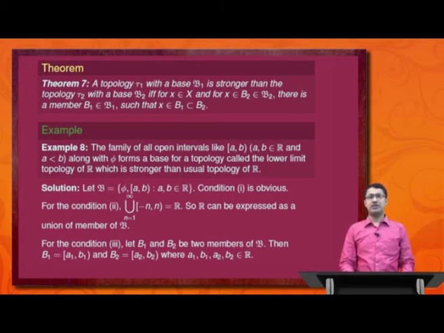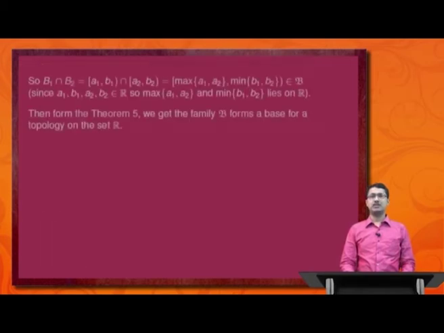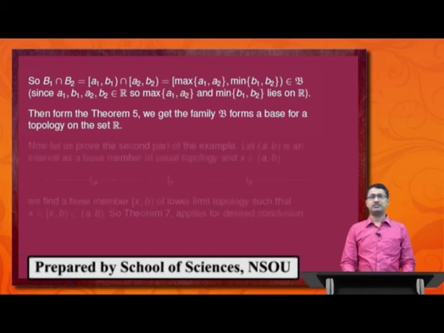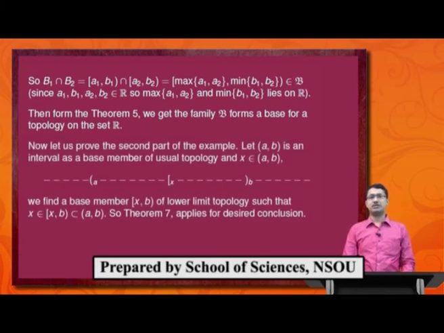For condition 3, let B1 and B2 be two members of script B. Then B1 can be expressed as [a1, b1) and B2 can be expressed as [a2, b2), where a1, b1, a2, b2 belong to the real numbers. So B1 intersection B2 is equal to [maximum of a1, a2, minimum of b1, b2), and the maximum of a1, a2 and the minimum of b1, b2 are all real numbers, so they lie in R. So from theorem 5 we get that the family script B forms a base for a topology on the set R. Now we prove the second part of the example.